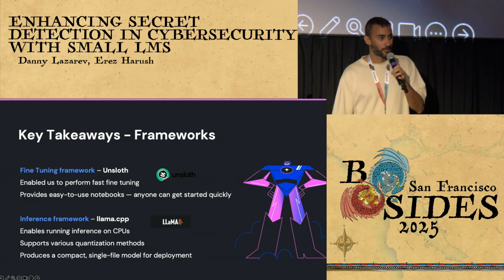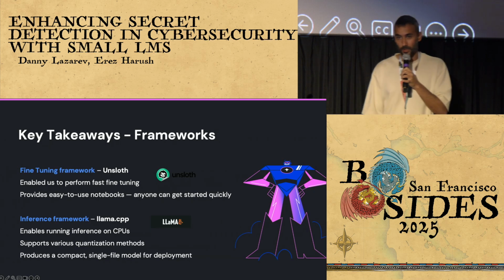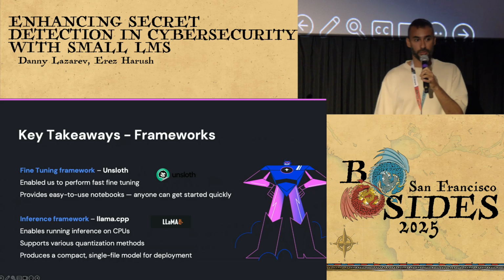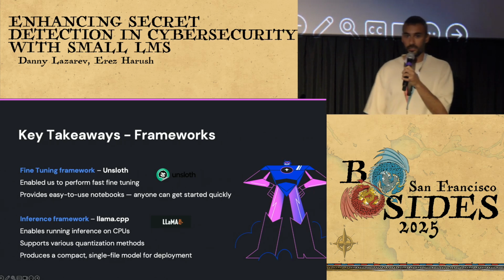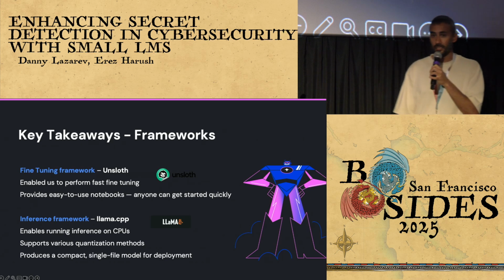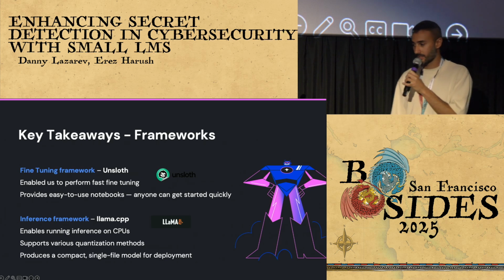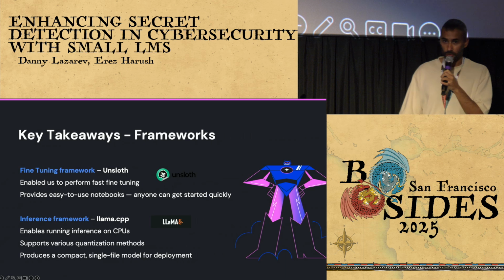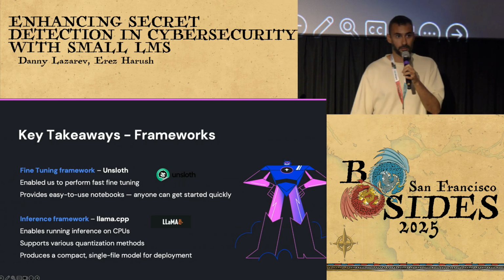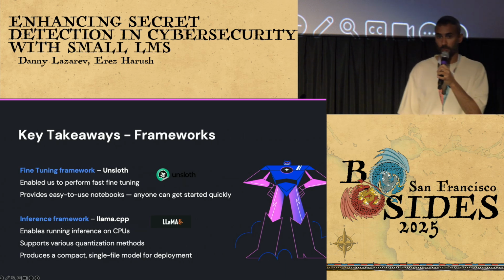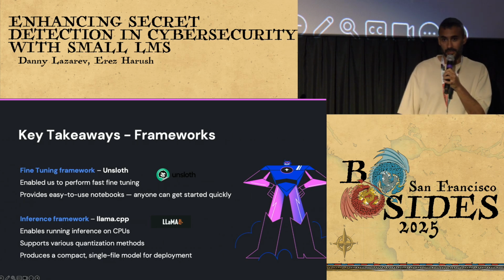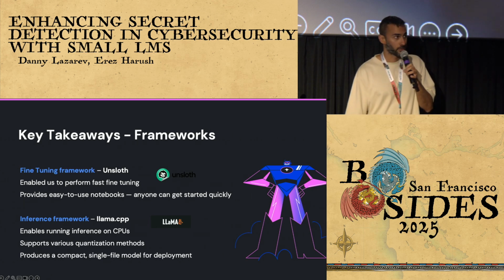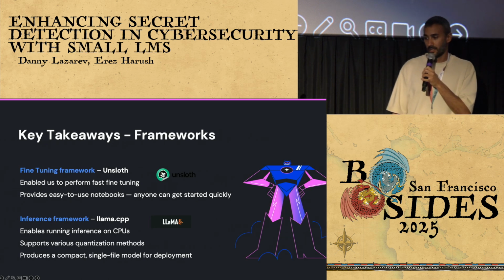So we're going to finish with some key takeaways, and let's talk about the frameworks that we used that you might find useful if you tackle this problem and want to fine-tune a small language model. The first framework that we use is Unsloth. It enables you to run fine-tuning for a small language model in a very efficient way. It also provides step-by-step notebooks, and you can run it even if you're not a data scientist.